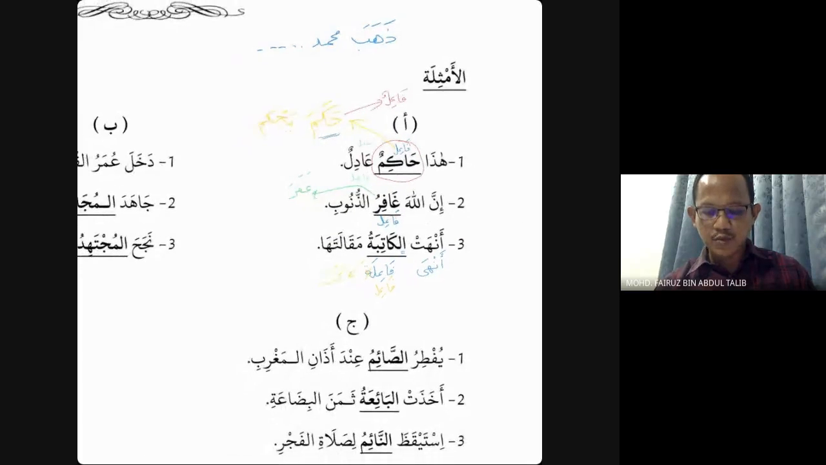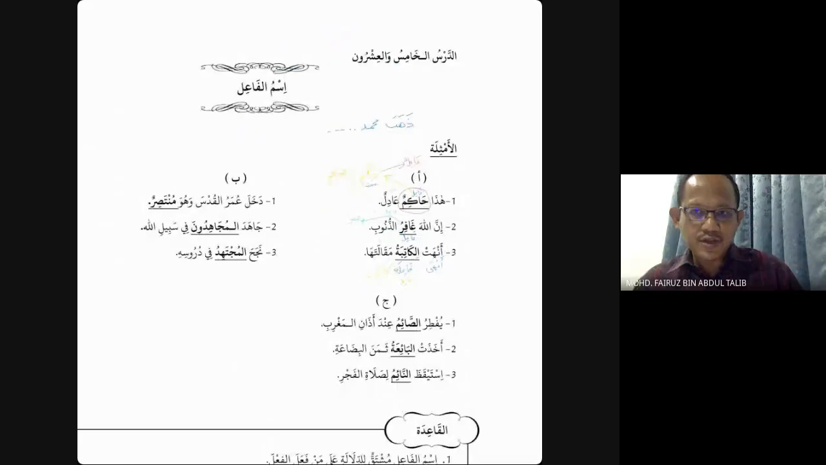This is group 1. Group alif for the isim fa'il, where we use the wazan fa'ilun. So that is number 1. Any questions so far?